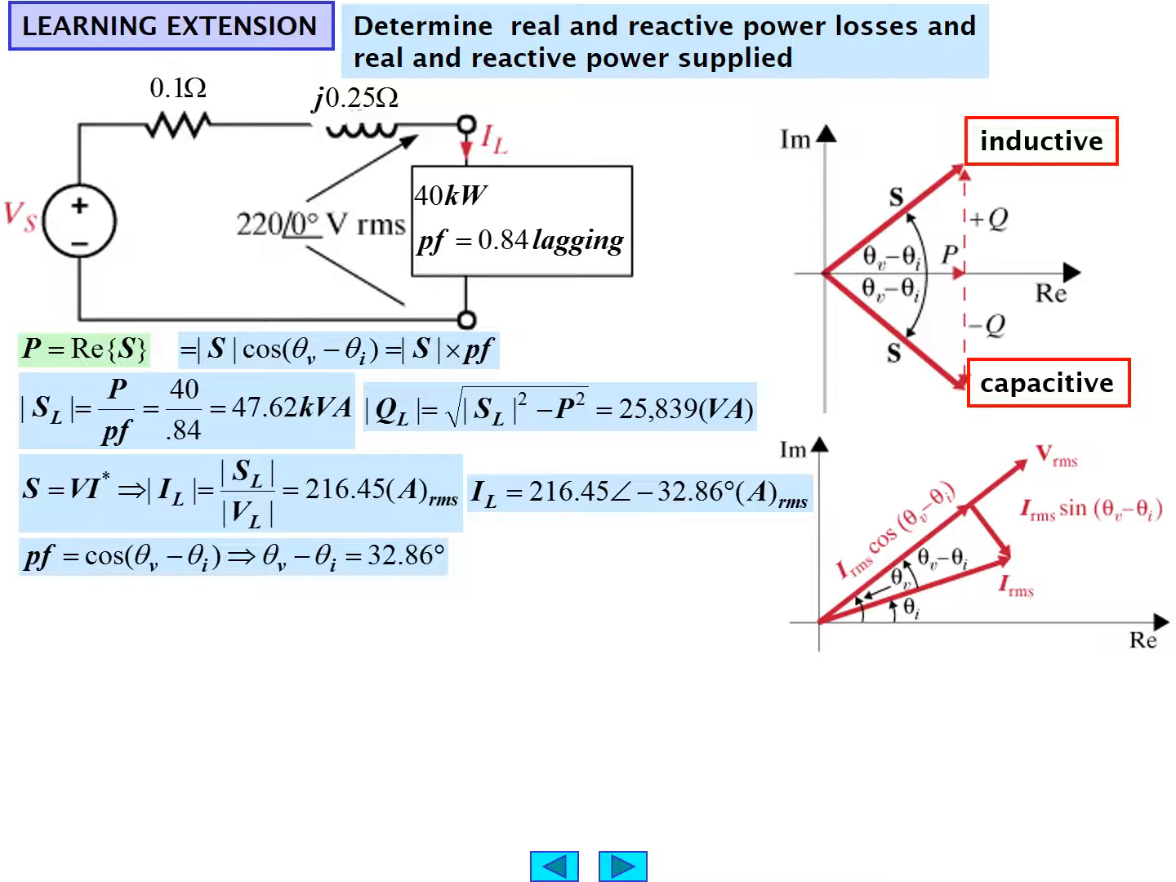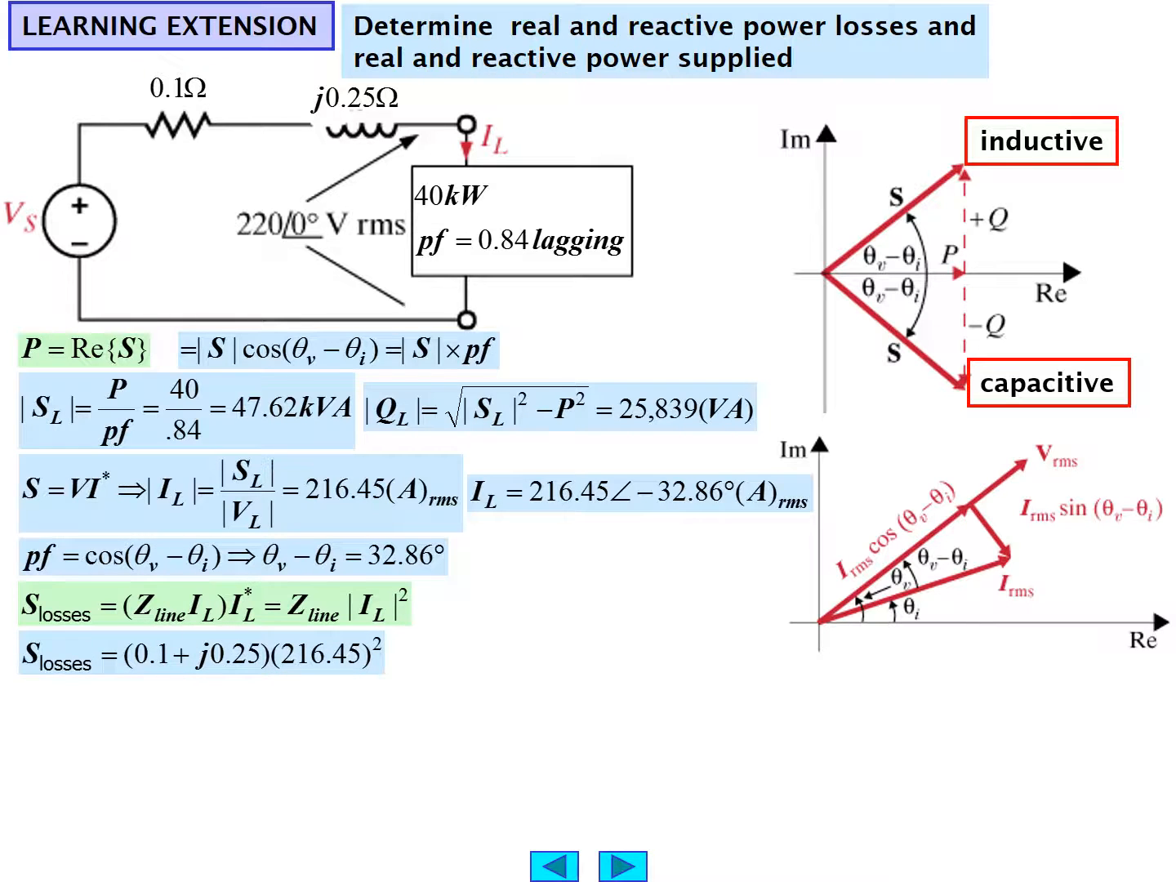I sub L is 216.45 at an angle of minus 32.86 degrees amperes RMS. For the losses, the complex power in the losses, we would get the impedance of the line times I sub L conjugate, or if you will, the impedance of the line times the magnitude of I sub L squared, because I sub L times I sub L conjugate is the magnitude squared.